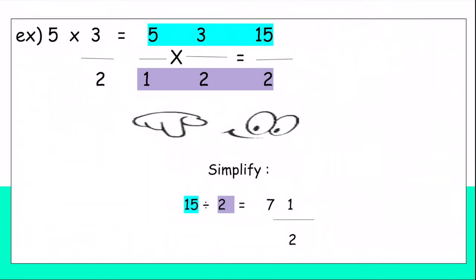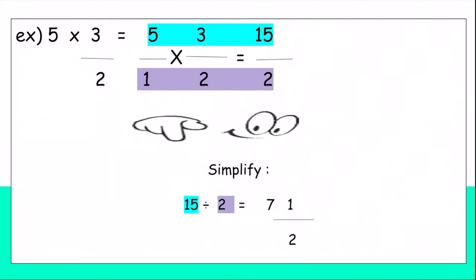So I simplified. 15 divided by 2, remember my numerator becomes my dividend. I know 2 can go into 15 7 times. 7 times 2 is 14. 15 minus 14 is 1. That 1, the remainder, becomes our new numerator. And our denominator stays the same. So my final answer is 7 and 1/2.